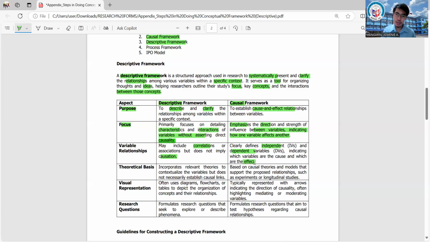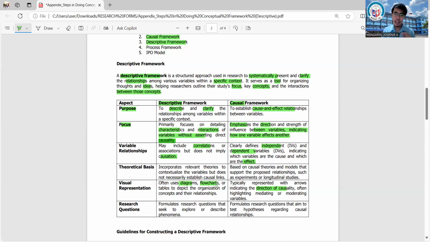Okay? When it comes to theoretical basis, ito yung pinagkaiba nila. When it comes to visual representation, ito yung pinagkaiba nila. Sa causal framework, napakahalaga ng paggamit ng arrow to indicate the directions of causality. Okay? On the other hand, kapag naman descriptive framework, pwedeng diagrams lang, pwedeng flowchart lang, kasi pinapakita lang naman niya yung relationship, di ba?